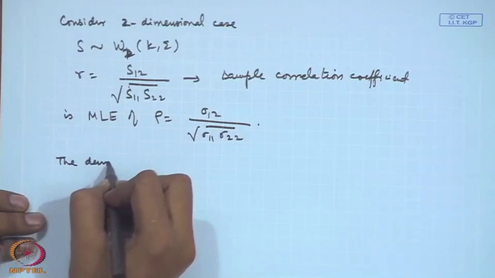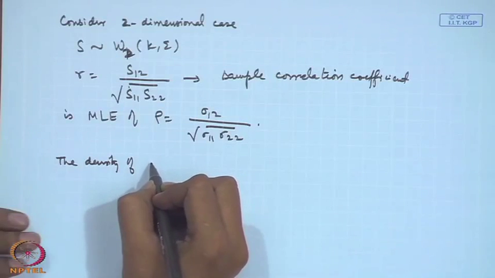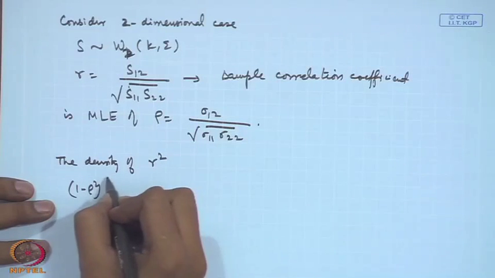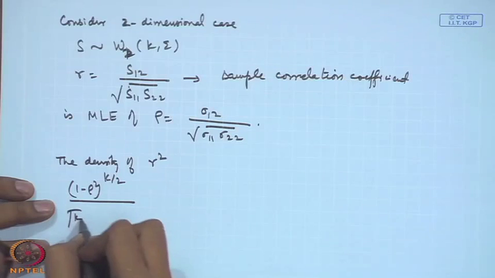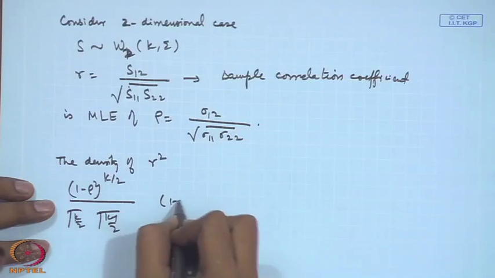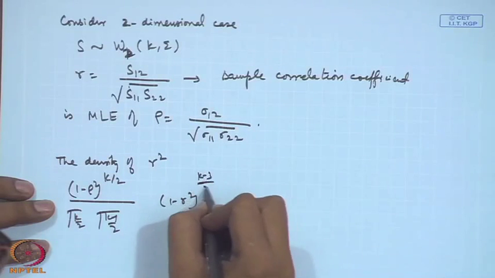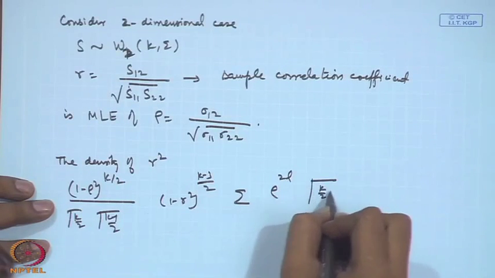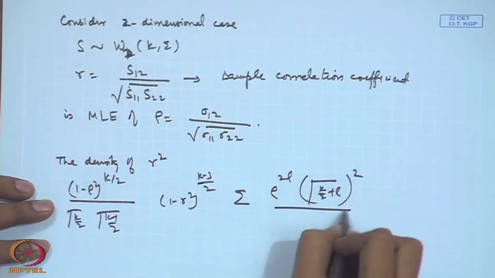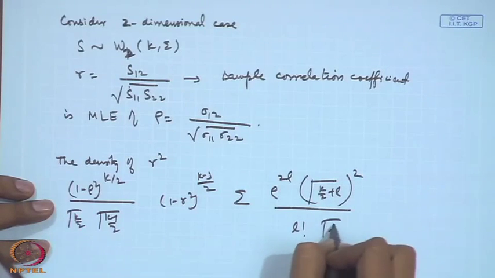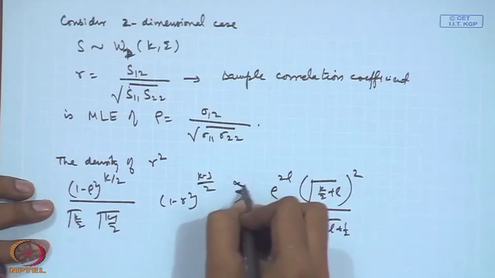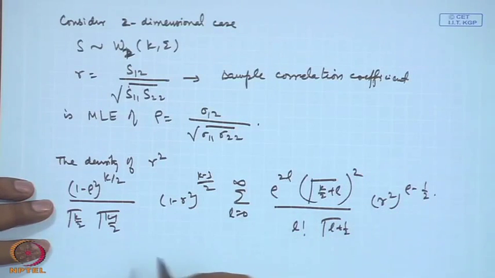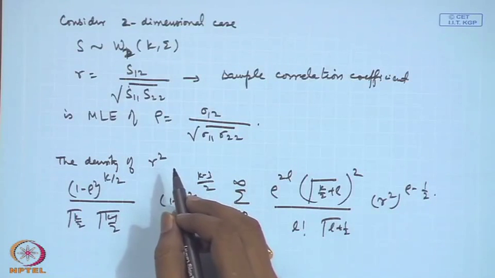the density of R square is given by (1 minus rho square) to the power k by 2 divided by gamma k by 2 gamma (k minus 1) by 2, (1 minus R square) to the power (k minus 3) by 2, sigma rho to the power 2l, gamma square of (k by 2 plus l) divided by l factorial gamma (l plus 1) by 2, l equal to 0 to infinity, R square to the power (rho minus 1) by 2, and the density of r can be obtained from here.